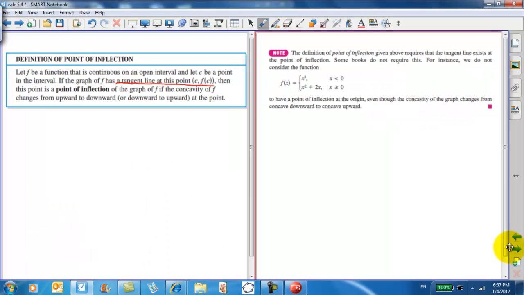So note the definition above requires the tangent line exists. And this is what I was talking about. Some books don't actually let this happen. In this case, here we have a change of concavity on this graph, but because you don't have a tangent line that exists at that point, because the directional derivatives don't agree. Here the first derivative is 3x squared, or it's 2x plus 2. If you approach 0 from one side, you get a slope of 0. If you approach from the other side, you get a slope of 2. So because you don't have a fixed tangent line there, it is not an inflection point.